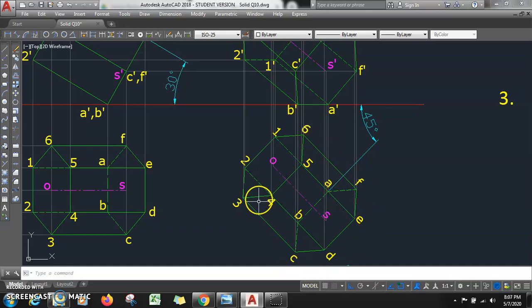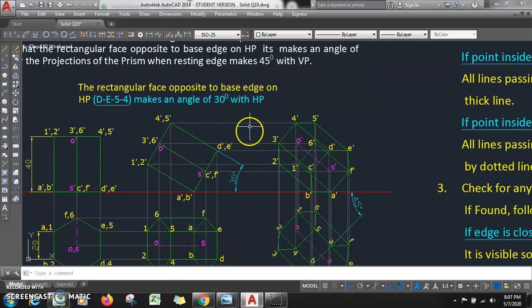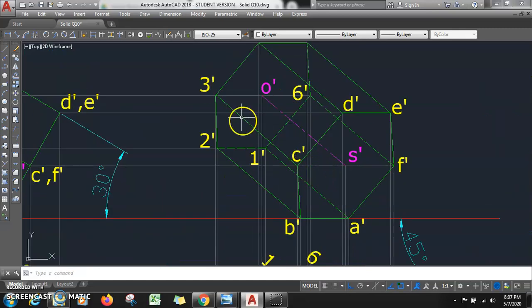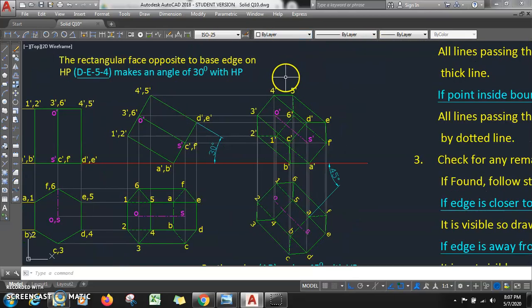ठीक है, कितने projectors आएंगे, 1 to 6, A, B, C, D, E, F and OS. So there will be 14 projectors. सारे projectors यहाँ पे आएंगे। Then from all these points 1, 2, 3, 4, 5, 6, ये सारे 6 projectors आ गए। ठीक है, इसके बाद क्या, locate all the points। all the points means what, A dash, B dash, C dash, D dash, E dash, F dash, then 1 dash, 2 dash, 3 dash, 4 dash, 5 dash, 6 dash and O dash, S dash.